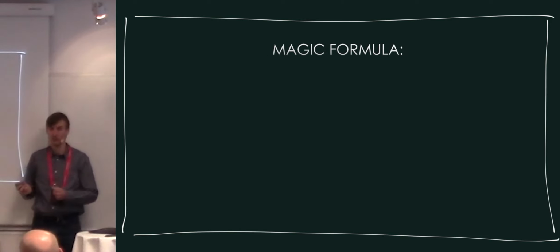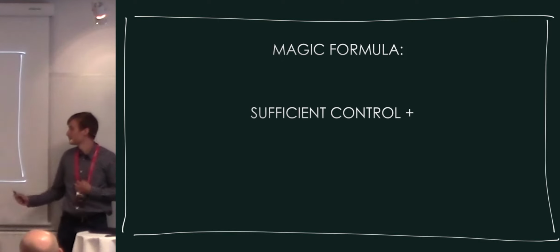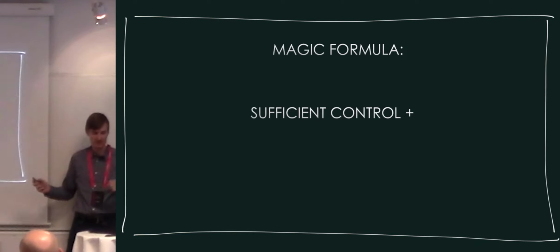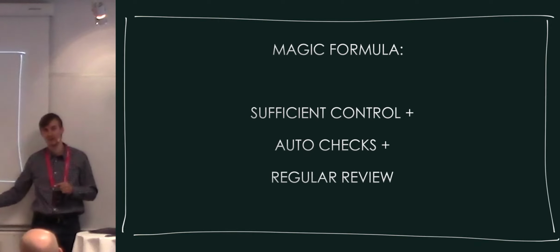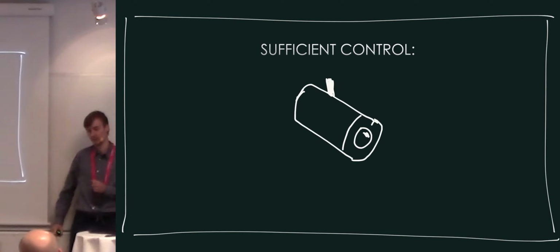In a way, I came up with a magic formula. It's almost as magic as my drawings. So it consists of sufficient control, the key is sufficient, automated checks, and regular review, so you don't forget what's happening with your dependency stack, with your inventory of the libraries. So what is sufficient control? This is a CCTV camera, by the way.